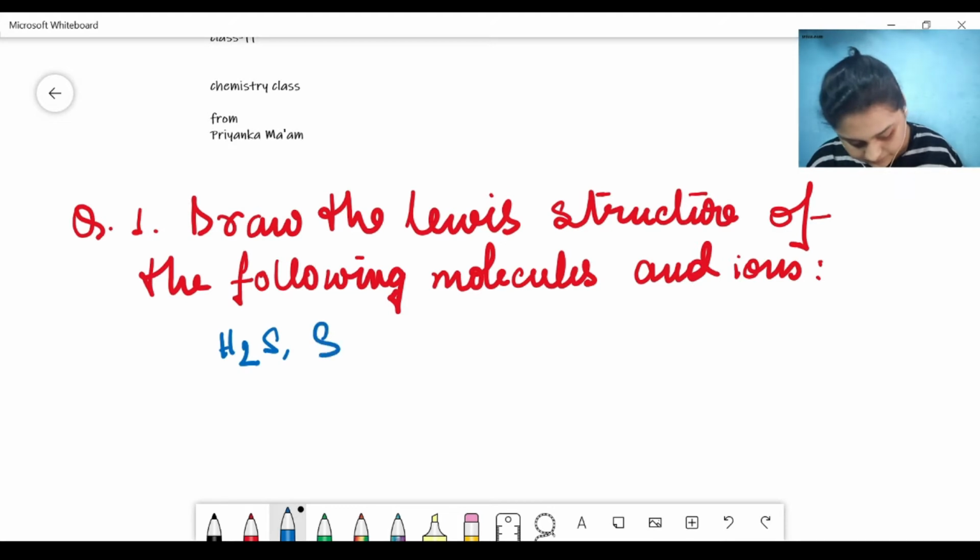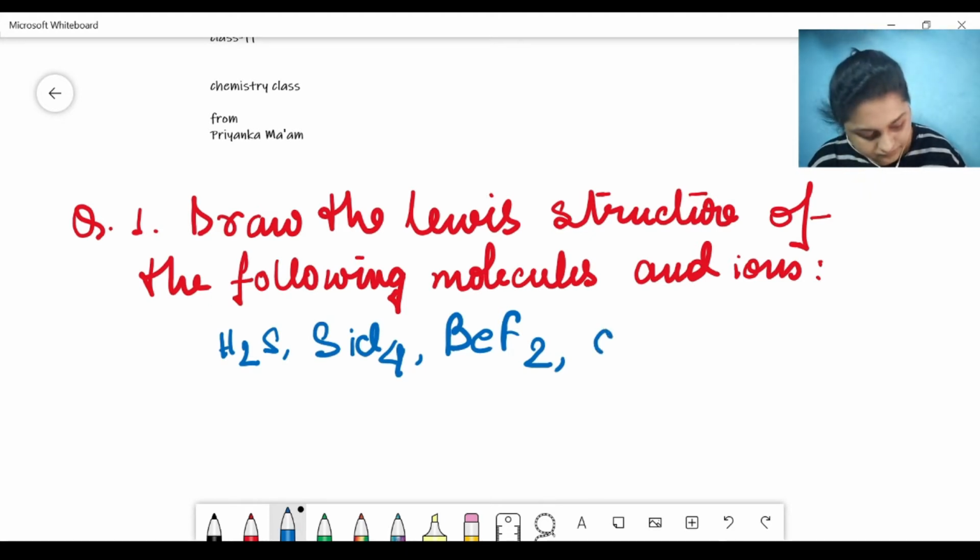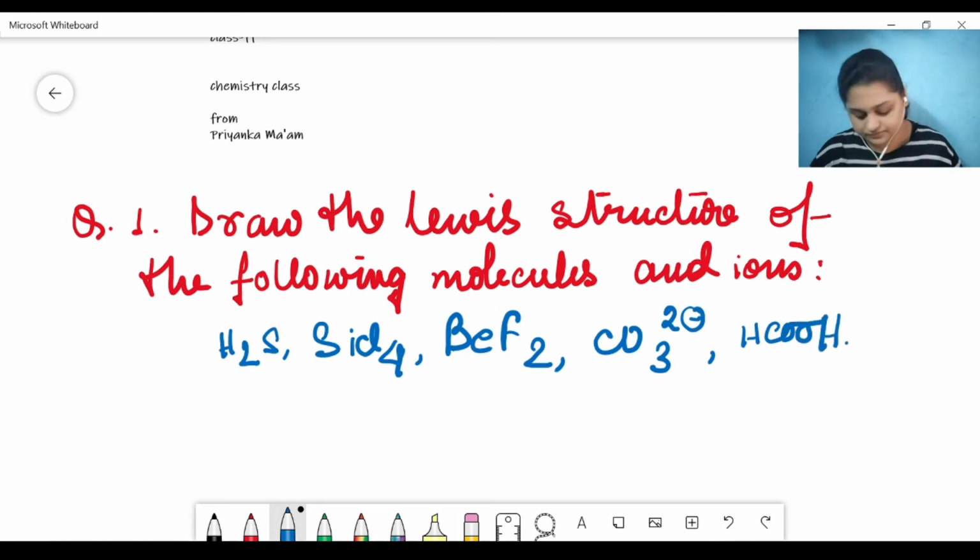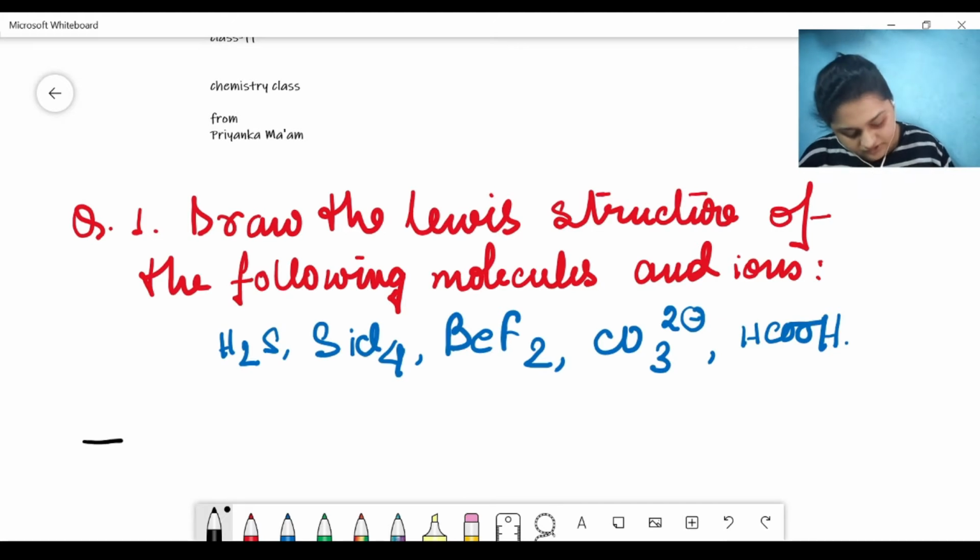H2S, SiCl4, BeF2, CO3 2 minus, HCOOH. So the first structure they have asked us to draw is of H2S.